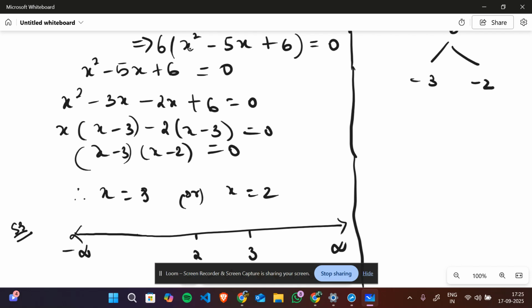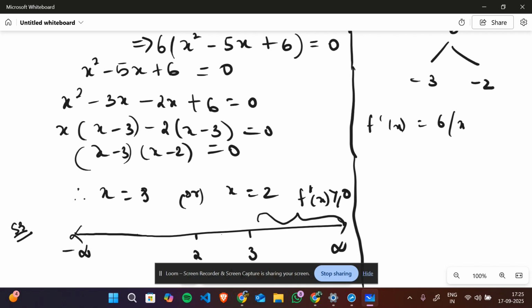Now, between 2 and 3, let us take any random value. I'll take 2.5, that is 5 by 2. If I substitute in f dash of x, that is f dash of x is equal to 6 into x square minus 5x plus 6. Let me take x is 5 by 2. So 5 by 2 the whole square minus 5 into 5 by 2 plus 6.